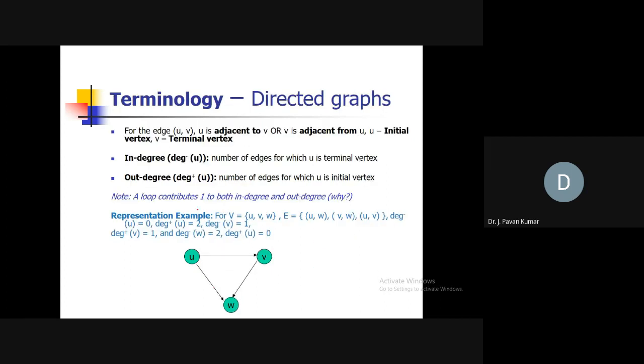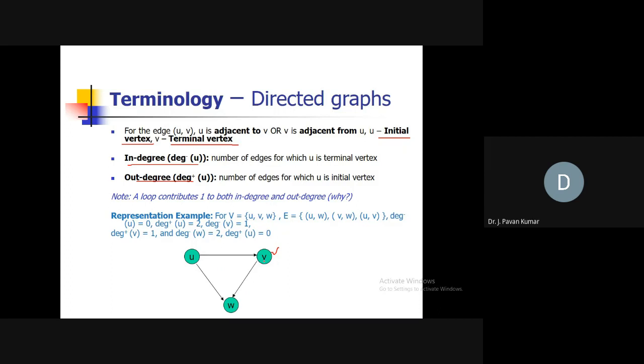Next, with respect to directed graphs, we have two terms: in degree and out degree. There is a notion called terminal vertex and initial vertex in the case of a directed edge. Initial vertex means if there is an edge from u to v, u is the initial vertex and v is the terminal vertex. Now in degree is the number of edges which we have with the vertex as terminal. Initial or terminal? Terminal, right? Yes, sir. Those which are coming in.